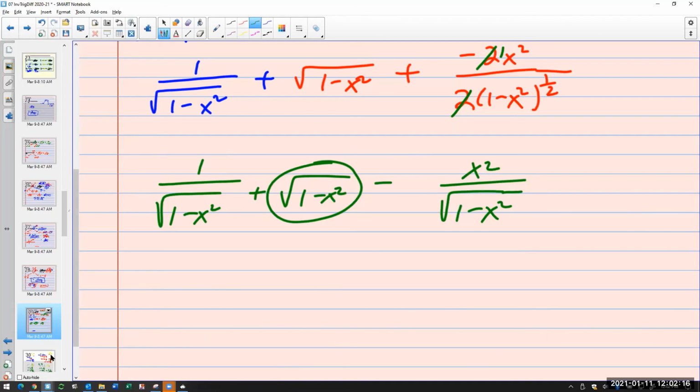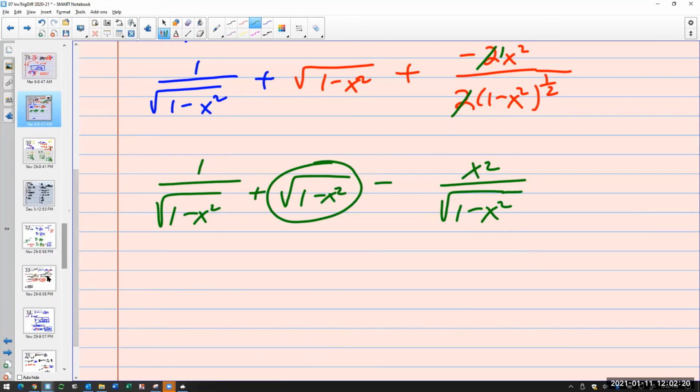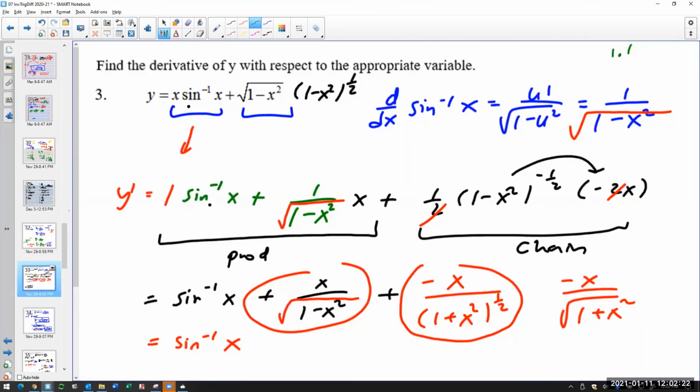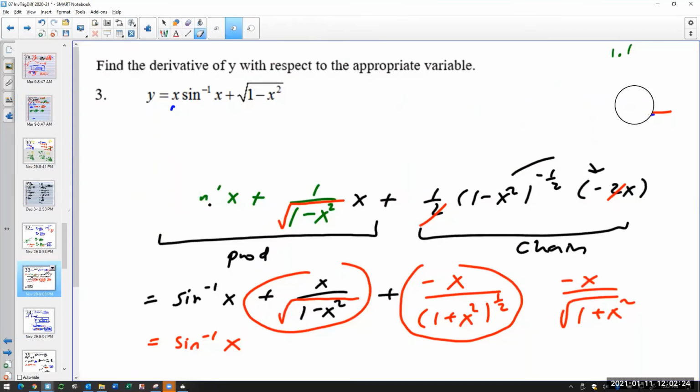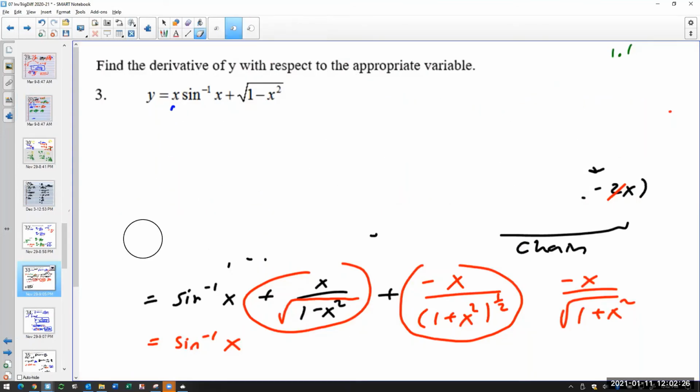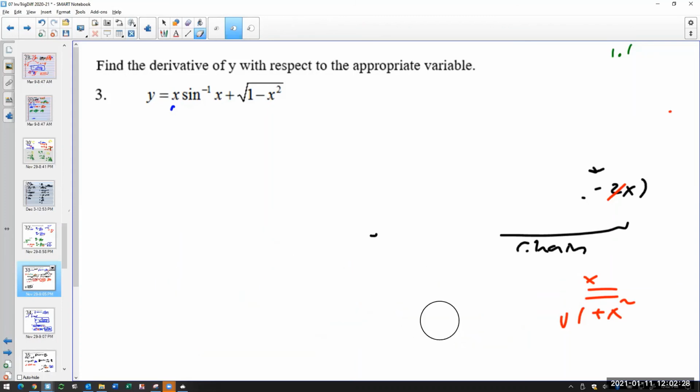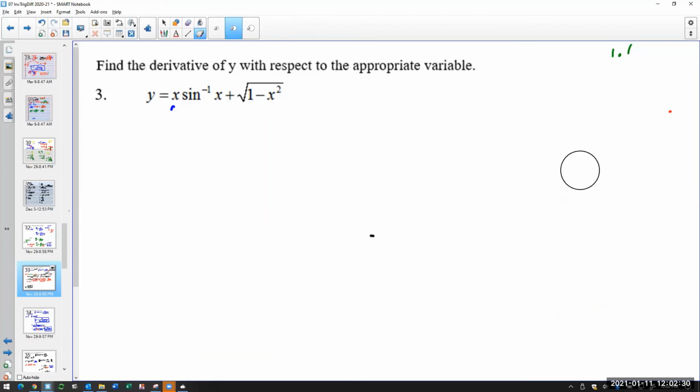All right. And how about we do number 3 together, since a lot of people had trouble with that one. So go look at your homework, guys. Okay, look at your homework. Let's do this one together, and the other ones you should be okay. Here we go.